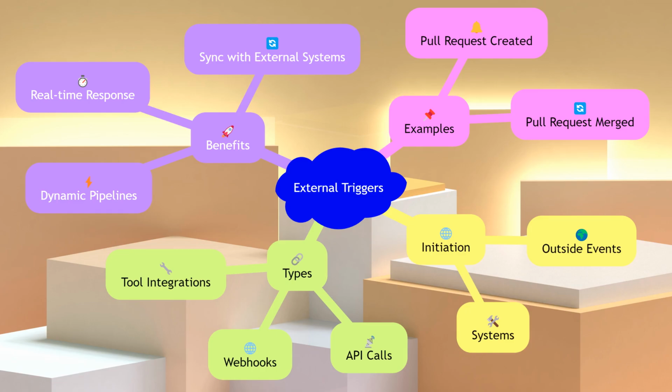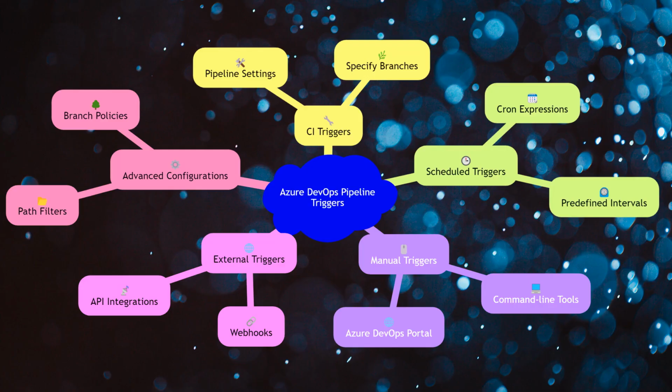External triggers are initiated by events or systems outside the CI/CD pipeline. These can include webhooks, API calls, or integrations with other tools and services. External triggers are useful for creating more dynamic and responsive pipelines as they allow builds to be initiated based on external events. For example, a webhook can be set up to trigger a build whenever a pull request is created or merged. This ensures that the pipeline is always in sync with external systems and can respond to changes in real time.